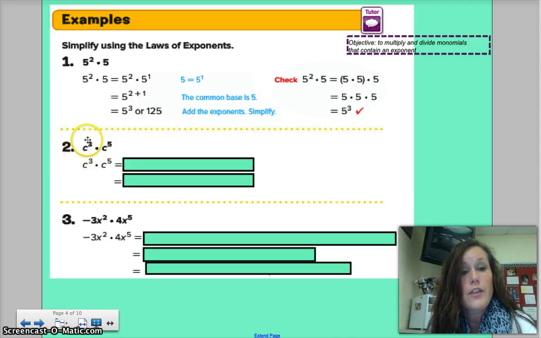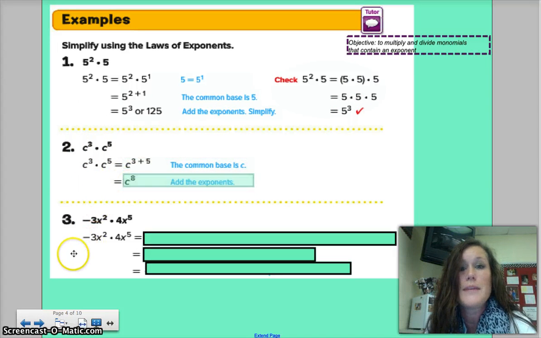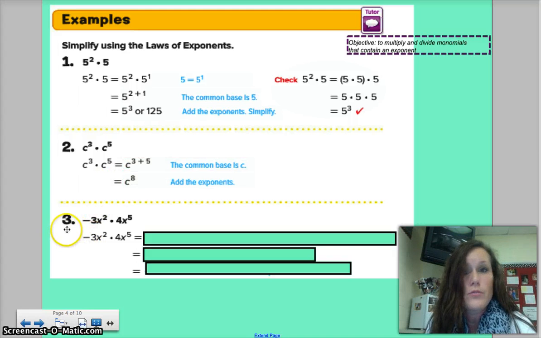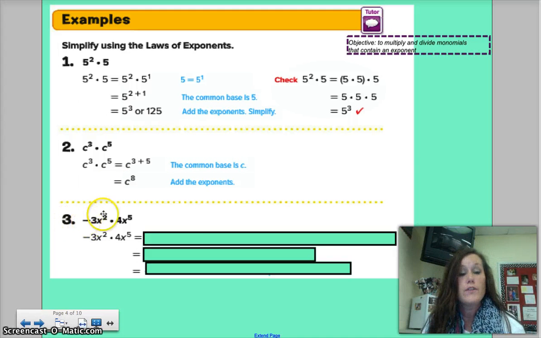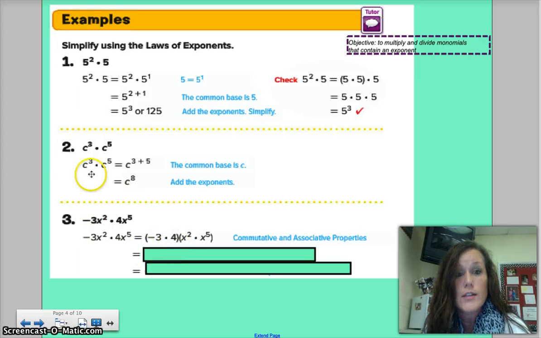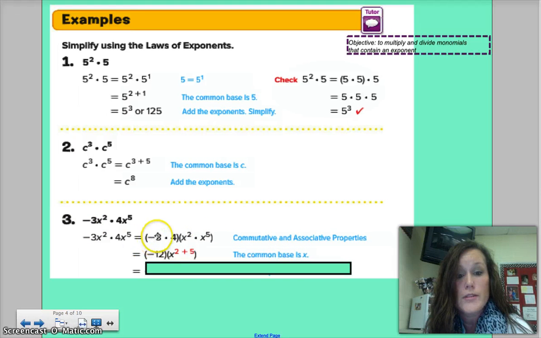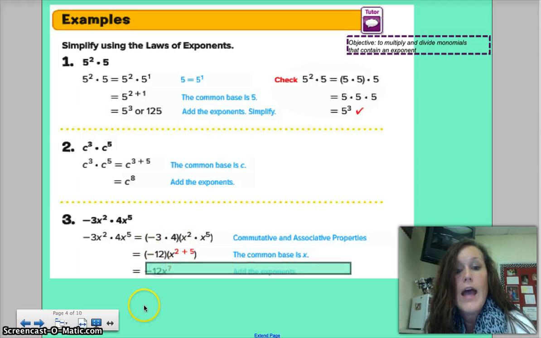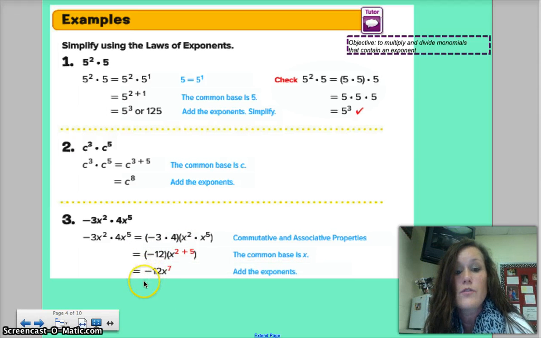Number 2, c to the third times c to the fifth. Add those exponents. 3 plus 5 gives me 8. Okay, number 3, don't get scared even though there's coefficients. You're going to multiply the coefficients together as shown here. Negative 3 times 4. Coefficient is the number in front of the variable. Group the bases together, add the exponents, and multiply out the coefficients. So negative 3 times 4 is negative 12. Add those exponents together and you get 7. So final answer is negative 12x to the 7th power.